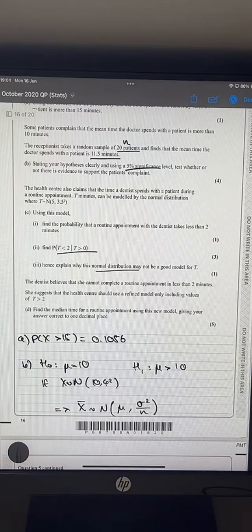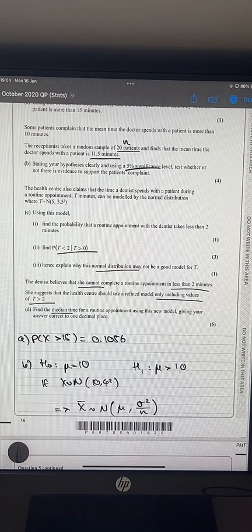Part D. This is the weird, annoying 5-marker at the end of this already annoying paper. The dentist believes she cannot complete a routine appointment in less than 2 minutes. She suggests that the health center use a refined model only including values of T greater than 2. Find the median time for a routine appointment using this new model, giving your answer correct to 1 decimal place. So I write 1 dp. I need the median, which is also the same as the new mean, right?